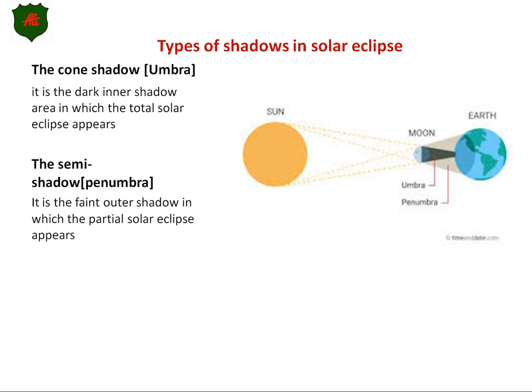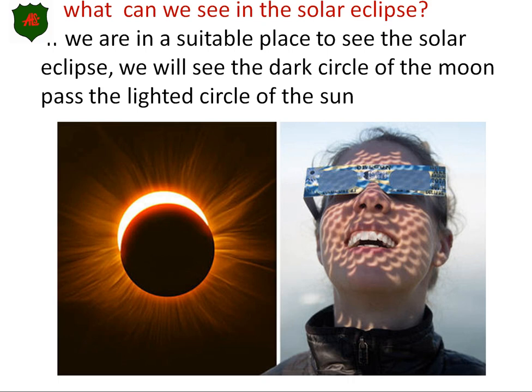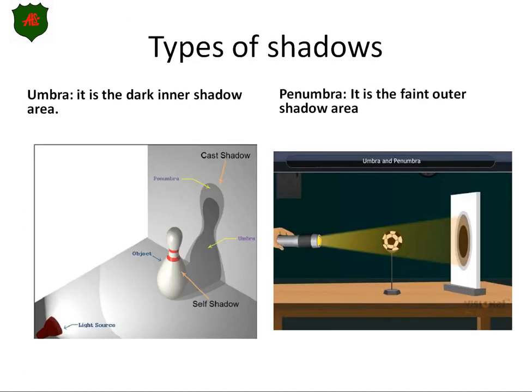So simply, when we say the cone shadow, the real shadow area, the dark area of the shadow, if I'm standing in this area on the Earth, I'm going to see a total solar eclipse. That means I'm not going to see the light of the sun at all. The sun is completely hidden. While if I'm standing in the semi-shadow area, the faint outer shadow in which a partial solar eclipse occurs, that means not a total eclipse. This is just the partial one, so only part of the sun appears. Here in this picture, this is a type of partial solar eclipse in which only part of the sun appears. The total one means it's completely hidden, so nothing appears at all.